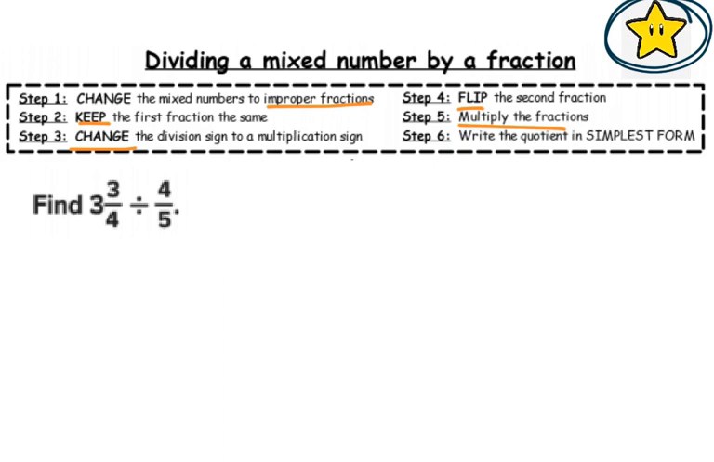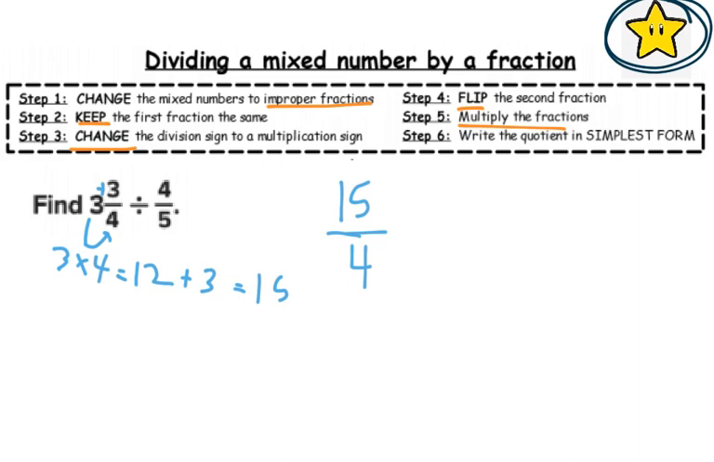Okay, so let's go ahead and get started on this one. The first thing we have to do is make sure they're both improper fractions or fractions. We can't use mixed numbers when we're dividing or multiplying. So I'm going to go through those steps. I'm going to multiply the whole number by the denominator. I'm going to get 3 times 4, which is 12. Then I'm going to add the numerator, so plus 3. That gives me 15. So my new numerator is 15, and I keep my old denominator, which is 4.